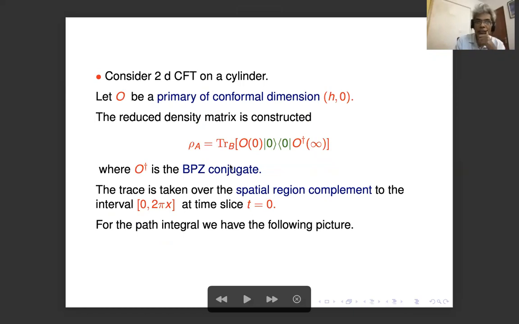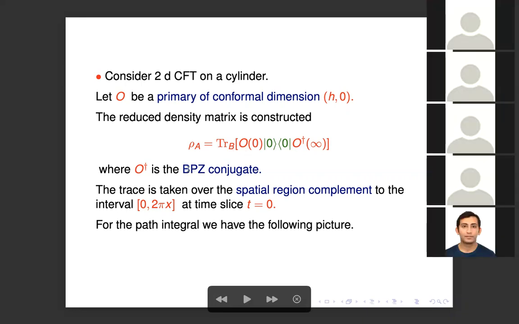Now, here's a setup which we will be focusing on for a while. Say, take 2D CFTs on a cylinder, okay? And let's take O as a primary of holomorphic dimension h, 0. We can take holomorphic and anti-holomorphic, but just to simplify the matter, I've taken holomorphic dimensions of h, 0. Then the reduced density matrix is constructed as follows. You take the bra, act with O, and the density matrix is like ket and bra. So here we create a state with O, and then we take O dagger, and trace over the B region, okay?